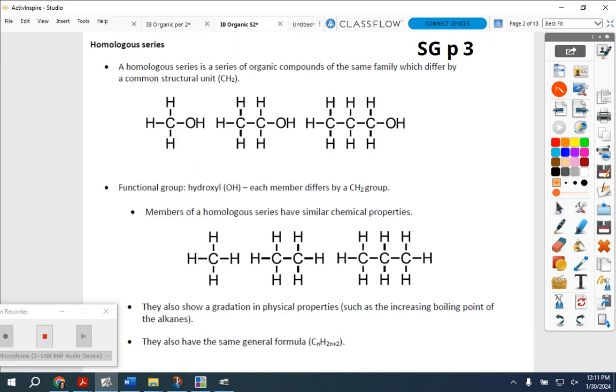All right, so I want to do a couple things today. I want to start out with this concept of homologous series. If you'll turn to page 3 in your study guide. We've already pretty much done what's on page 2 in terms of the different types of structures. We've already talked about that with the other packet.